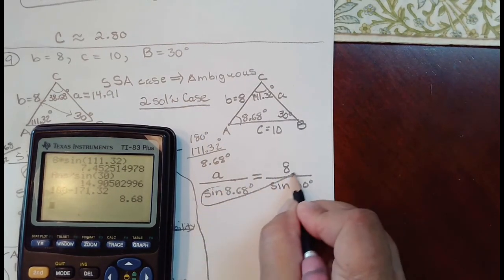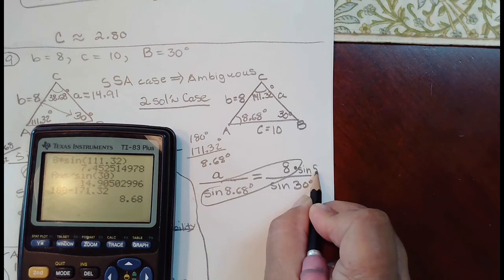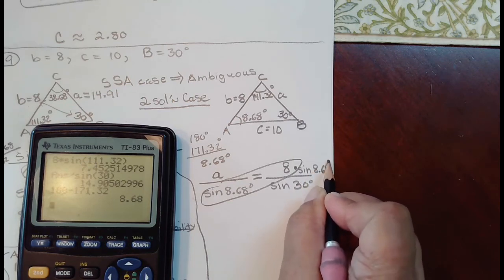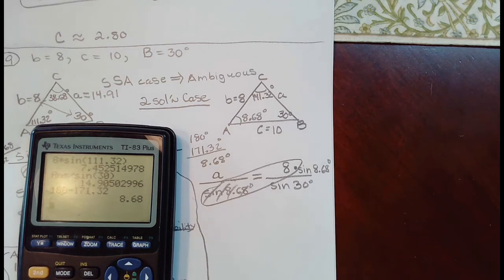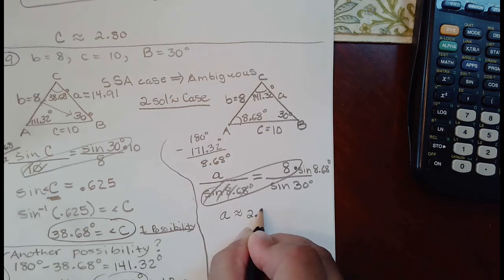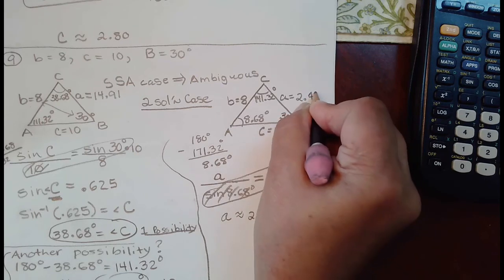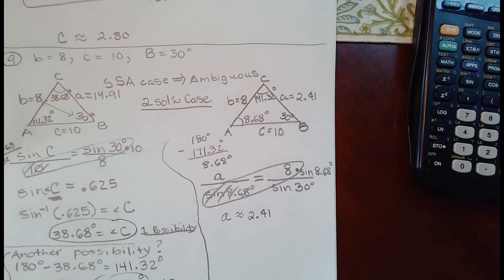Okay, so cross multiplying, in other words, swinging this sine of 8.68 degrees right up into the numerator so that no numbers are on the same side with the A, and then just calculate this quotient here. So 8 times sine of 8.68, close it up, divide by that denominator, which is sine of 30, and you get 2.41. Okay, so different answers on each of these problems, because angle C is different in each one.